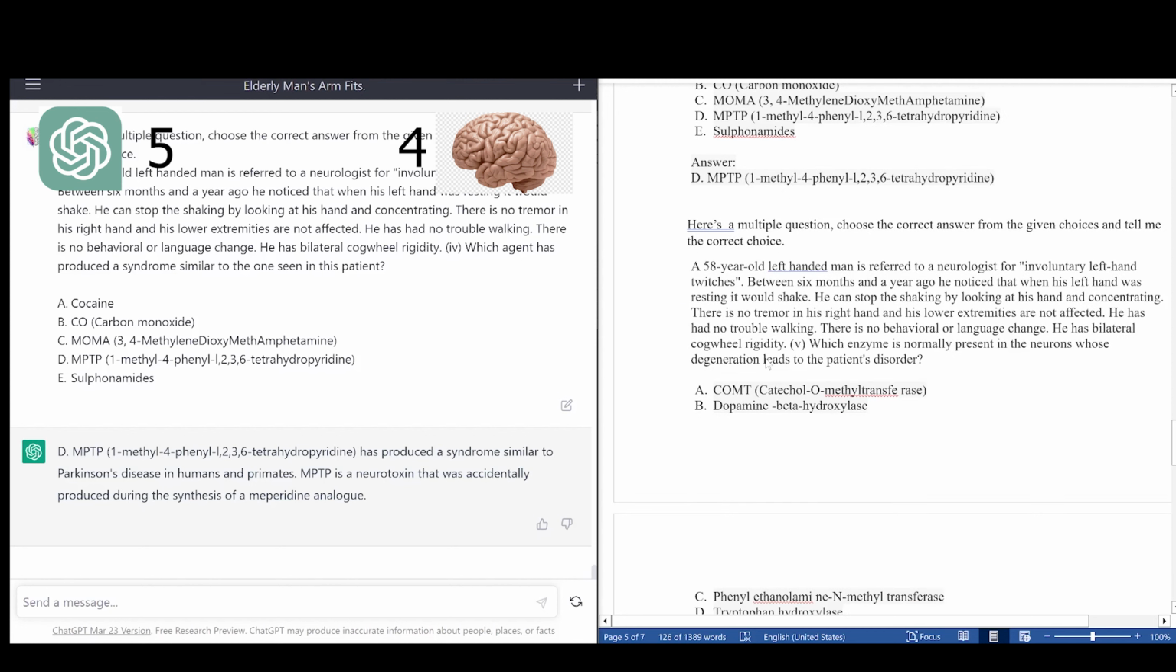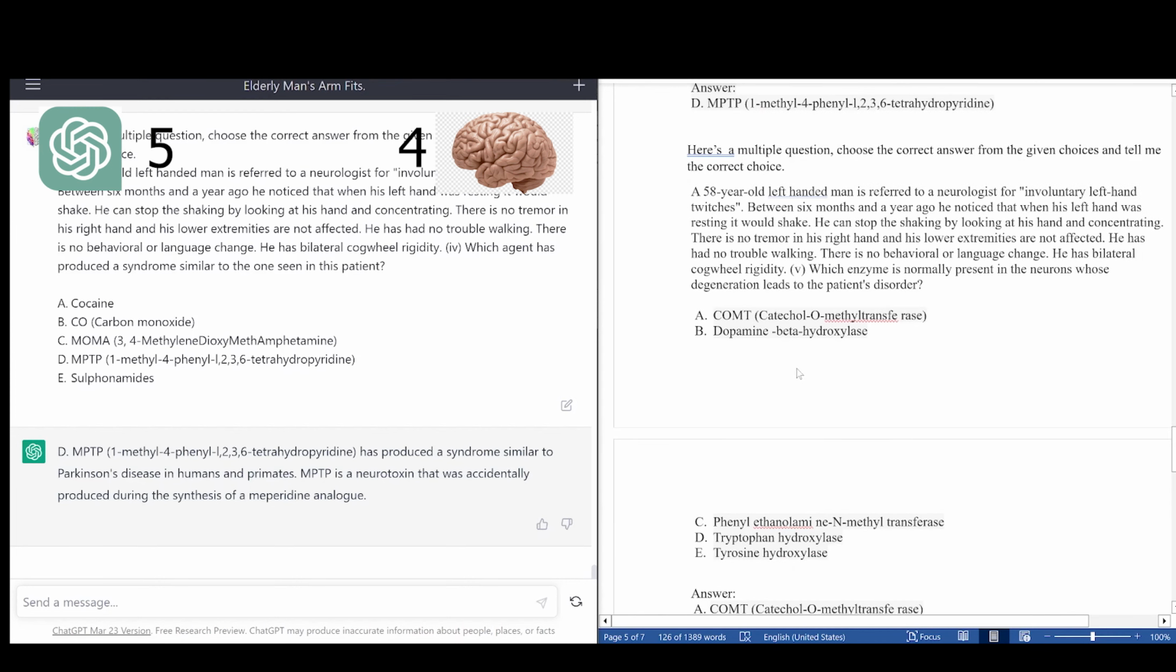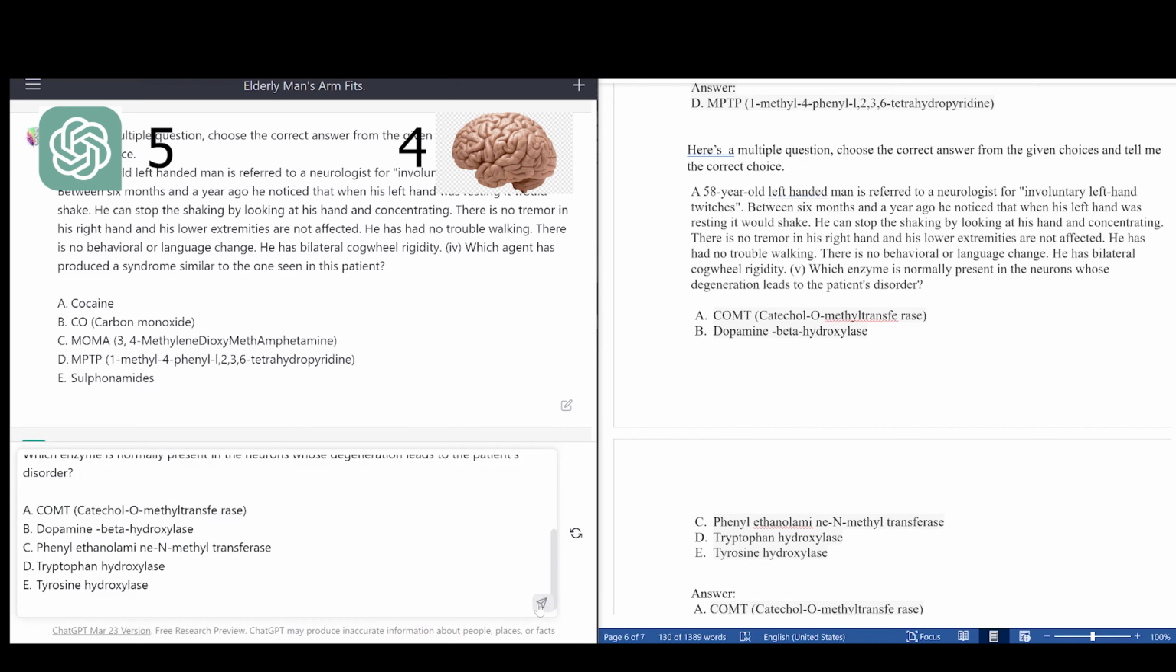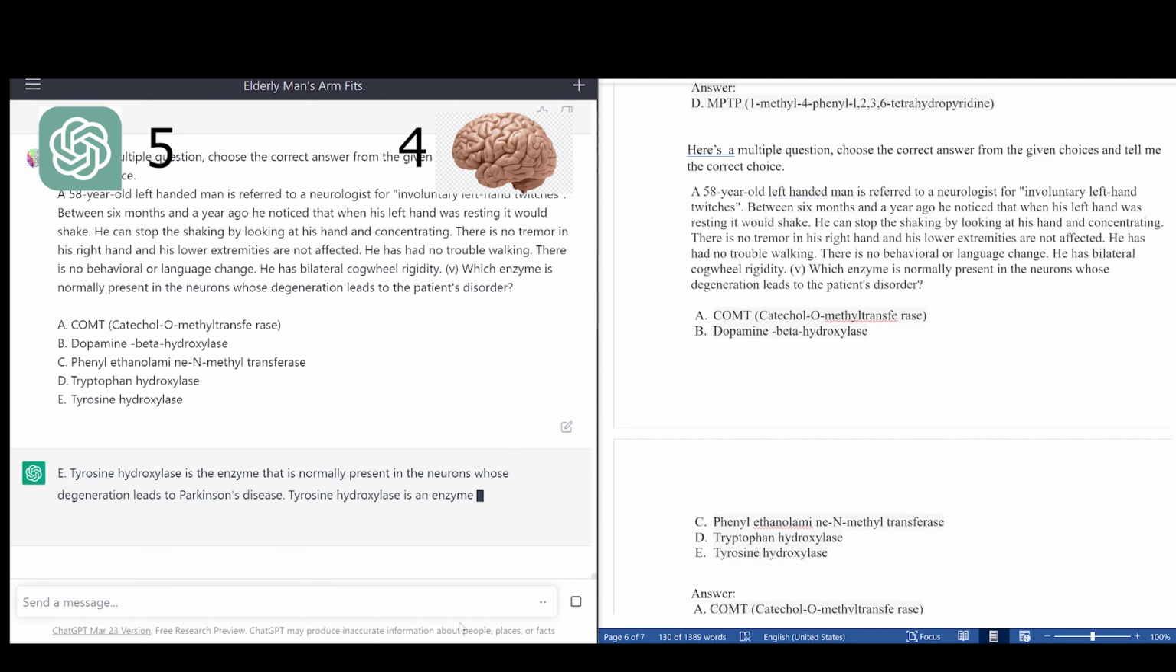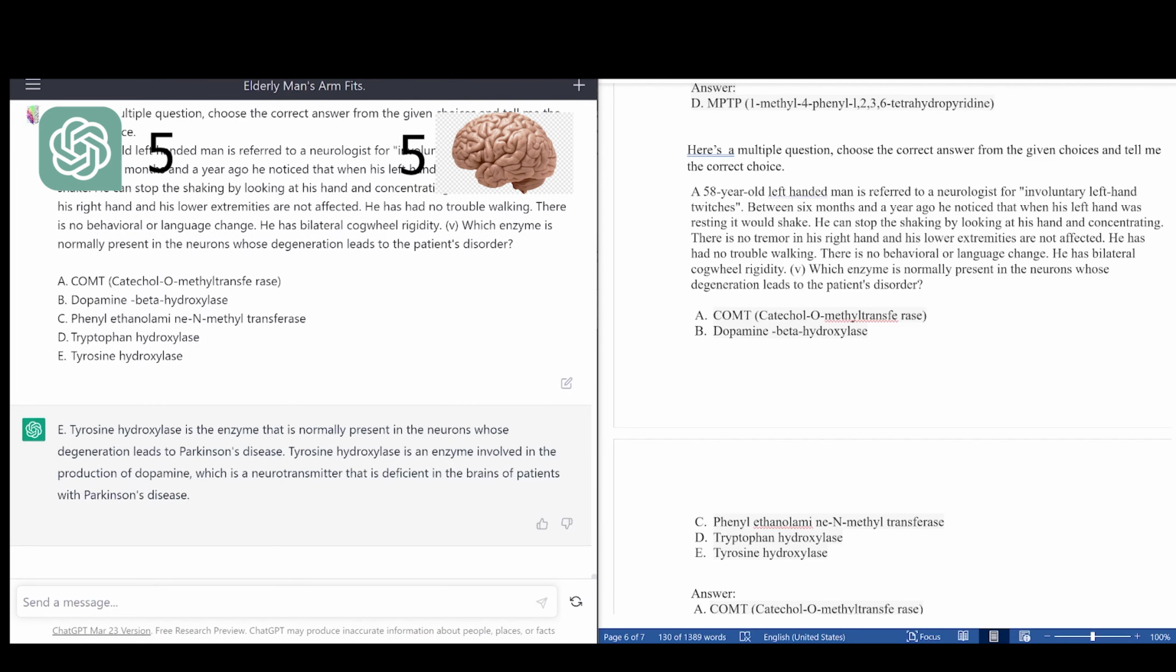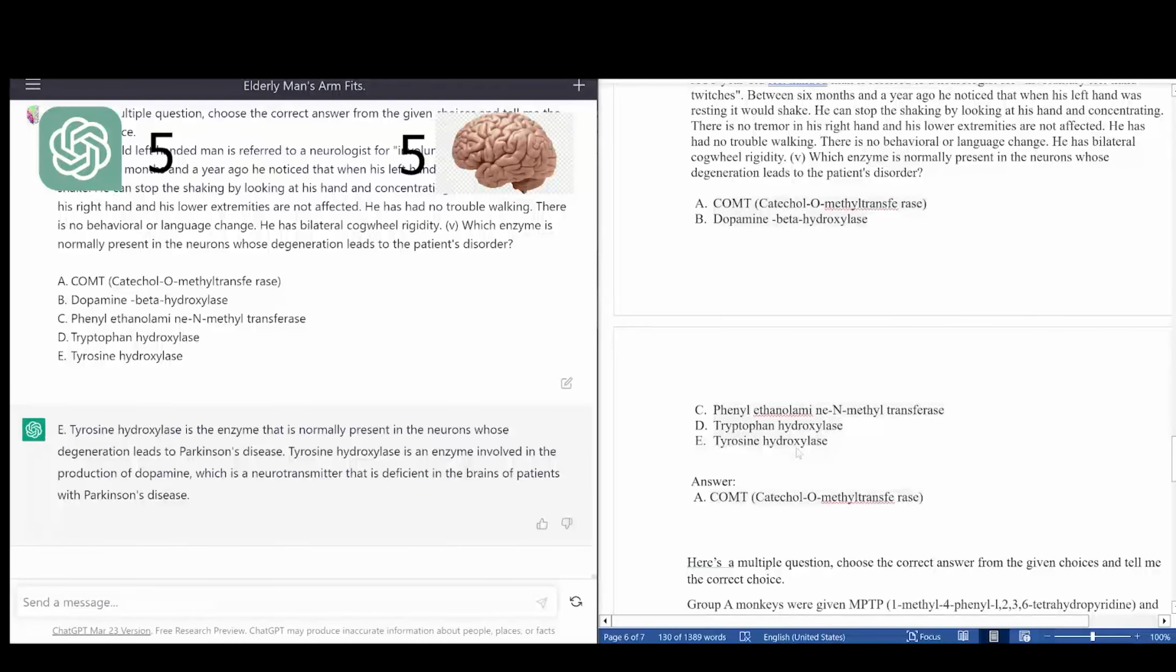Okay, next question. Again, a similar case. It says, which enzyme is normally present in the neurons whose degeneration leads to the patient's disorder? And the choices are COMT, dopamine beta hydroxylase, tryptophan hydroxylase, and tyrosine hydroxylase. Okay, ChatGPT is going to answer this question. So it says E, tyrosine hydroxylase, and oopsies, the correct answer is A. So again, ChatGPT is wrong.